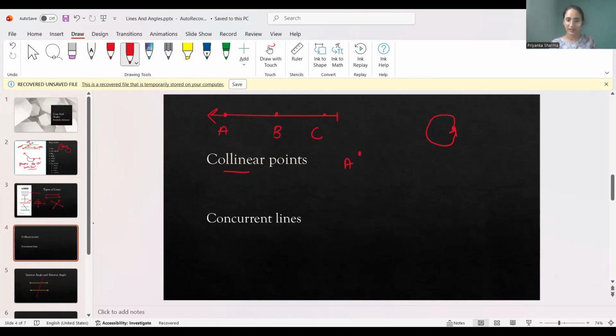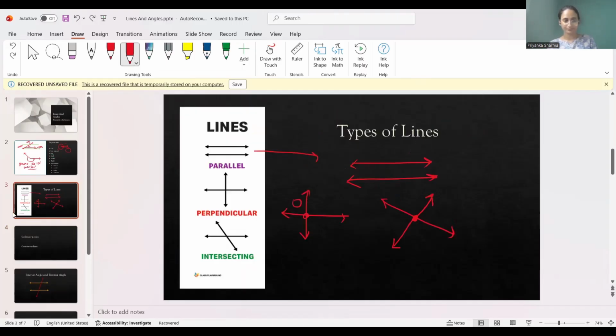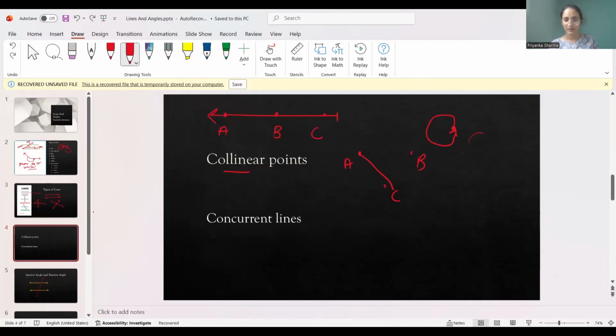Means if we have point A, point B, and point C, these are collinear. As you see, the point is here. A and C are collinear points because a single line is passing through these 2 points, and B and C are also collinear points because a single line is passing through these points too, and A and B are also collinear points because A and B are also points of a single line which is passing through these points.